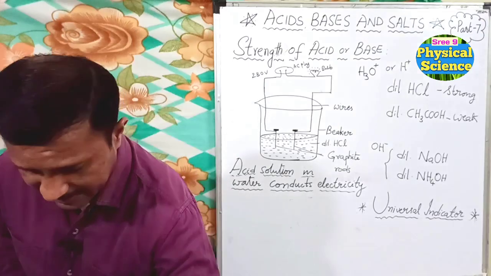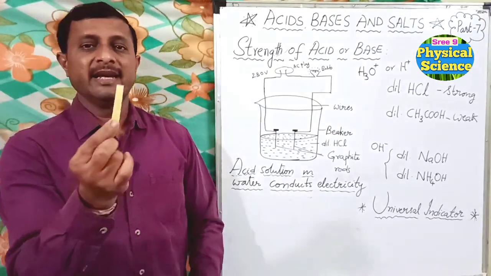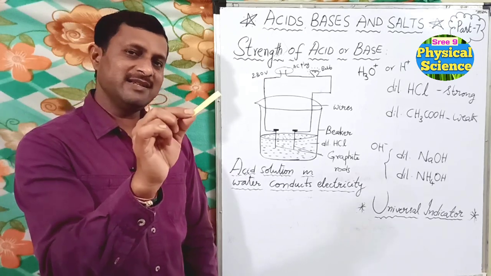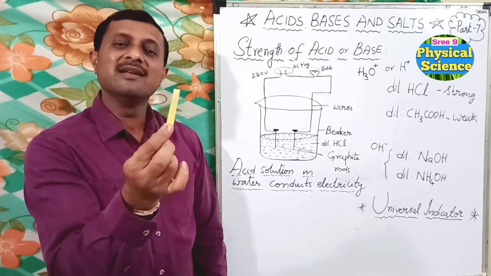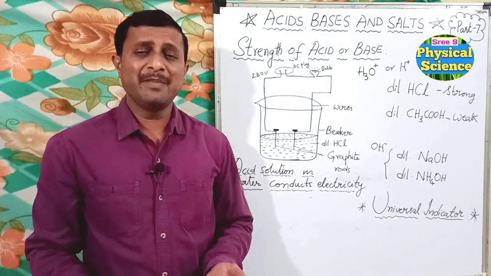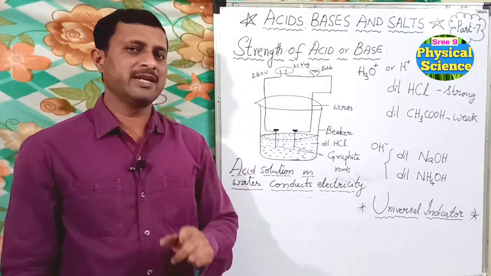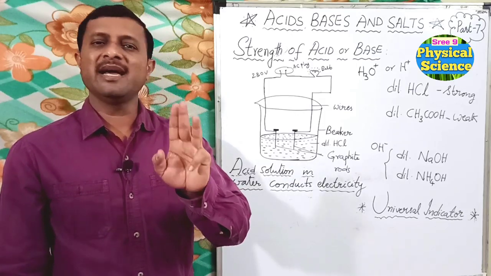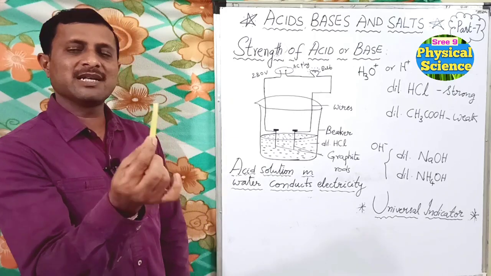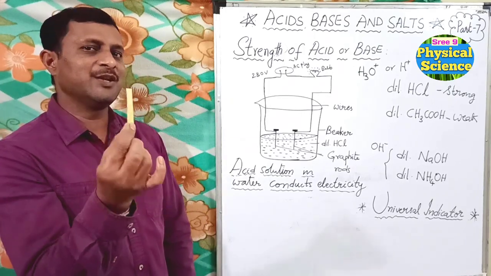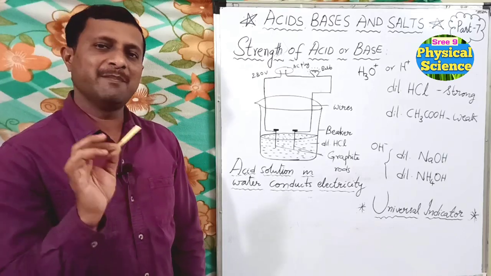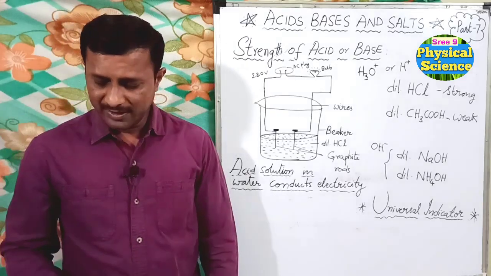Here it shows different colors in different acids and bases depending on their strengths. So for example, here I am taking three solutions: one is acid, a base and neutral solution. Let us see what is the color of this universal indicator pH paper in different acid and base solution.